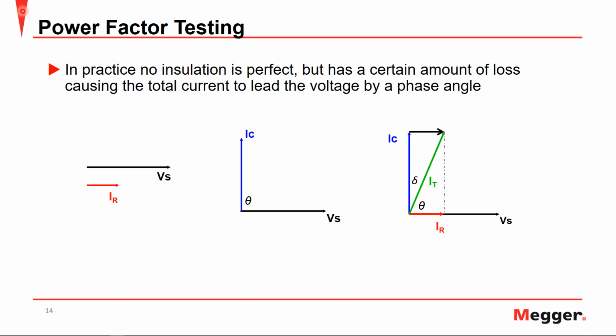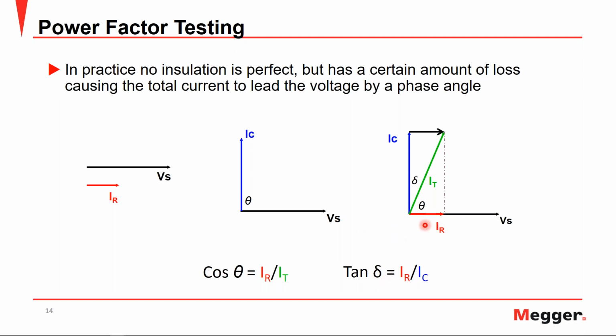Taking a closer look at the practical situation, you can see here, as stated before, that the resistive current is in phase with your voltage, and your capacitive current is out of phase with your voltage. On the right-hand side, you can see we have a theta angle and your delta angle. The cosine of your theta angle is your power factor, which again is also the resistive component over your total current. And you have your dissipation factor, which is in relation to your delta phase angle, which is the relation of your resistive current to the capacitive current.